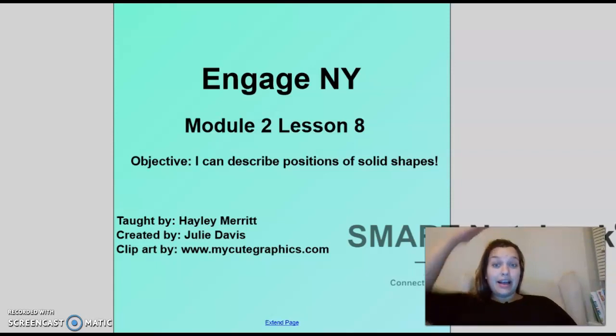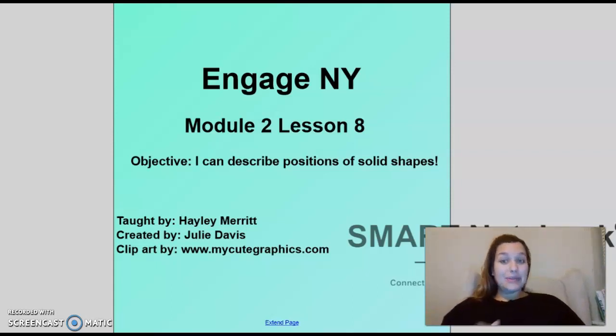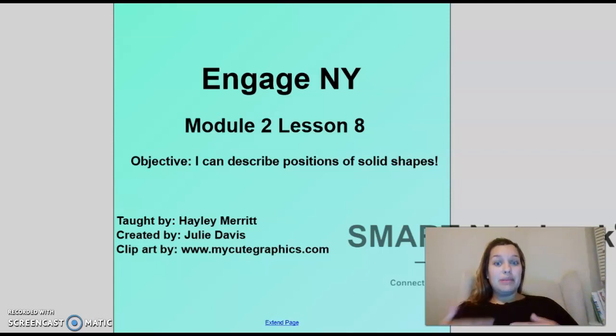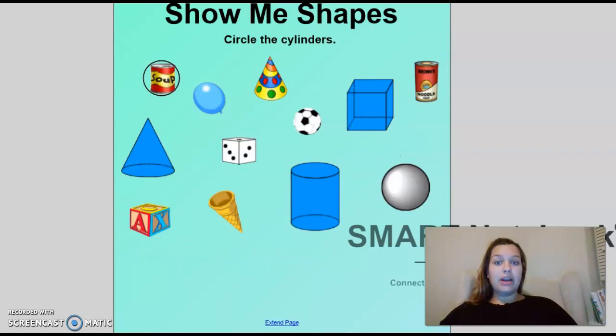Great job reviewing above, below, in front of, behind, and beside. Those are going to come in really handy today. Before we get into our positional words, though, the activity to go with them, we're going to do a little warm-up and get familiar with our shapes again, because it's only day 3 of our solid shapes.